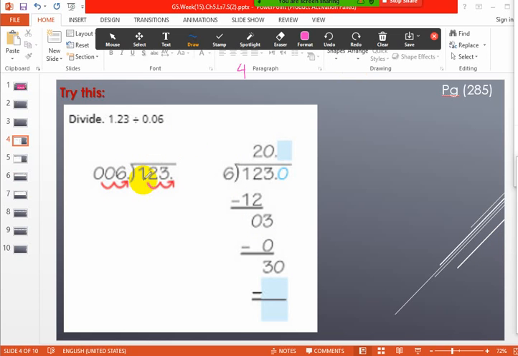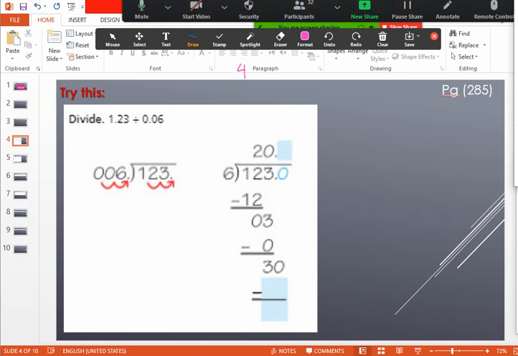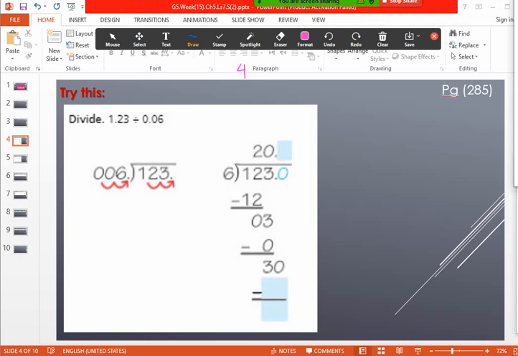So I want to divide 1.23 by 0.06. So how will I do that? I have to make the divisor a whole number, right? So I will multiply it by a pattern. Which pattern will I use, girls? Very good. So I will multiply by 100. Thank you.